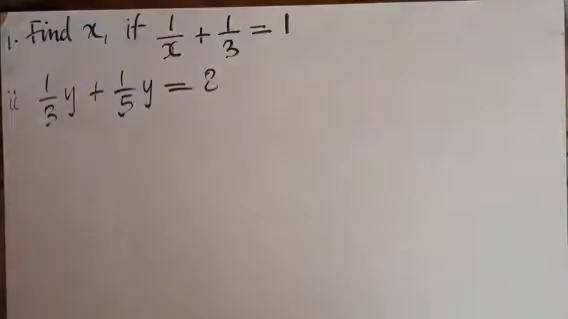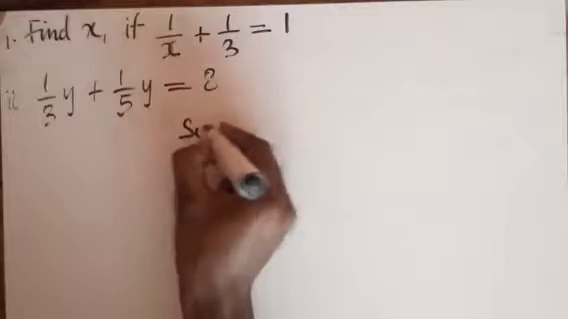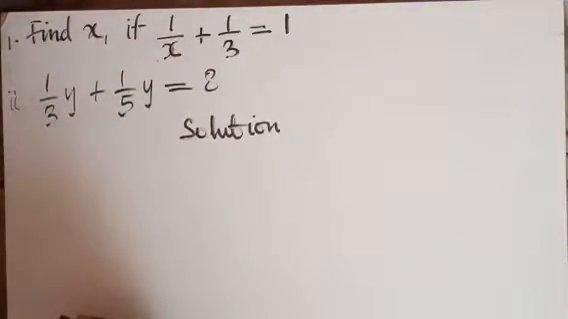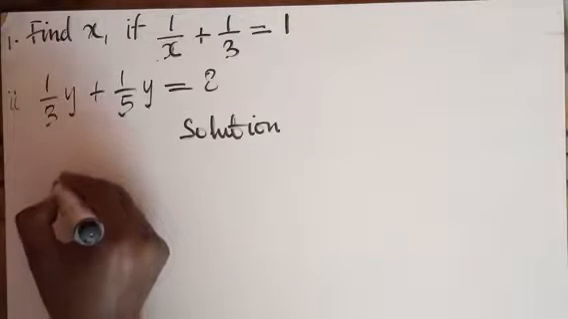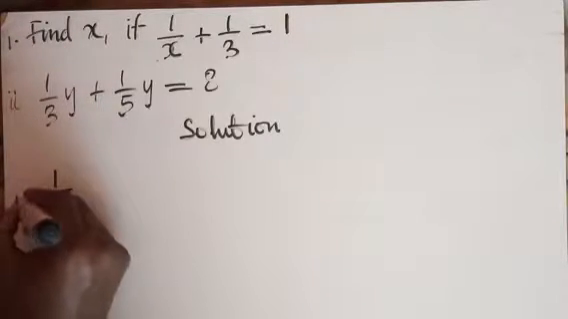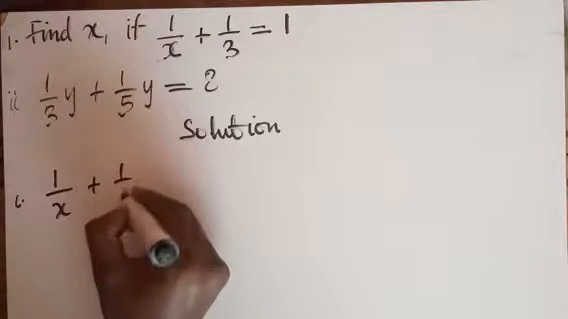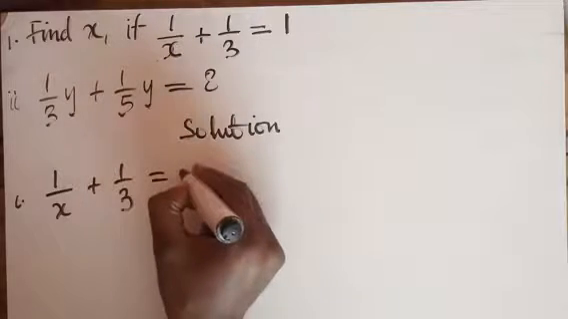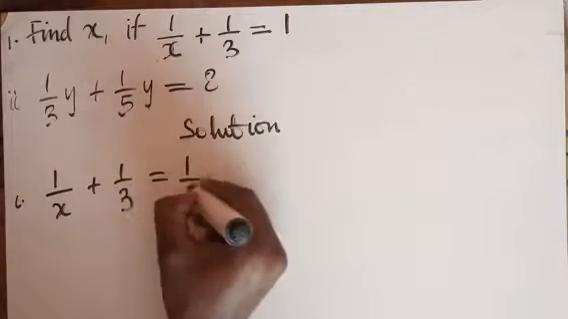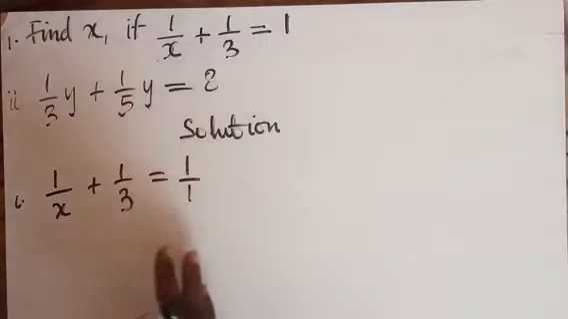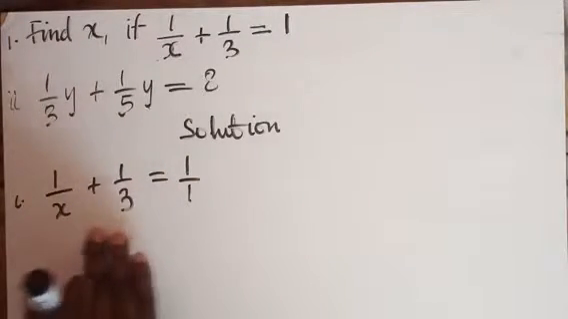So let's see how we solve these questions. Solution. The first one, we say that 1 over x plus 1 over 3 equals 1. Know that 1 is also 1 over 1, because every number is divided by 1, and any number divided by 1 is the same number. Good. So what am I going to do with this? I just have to make this one a single fraction.